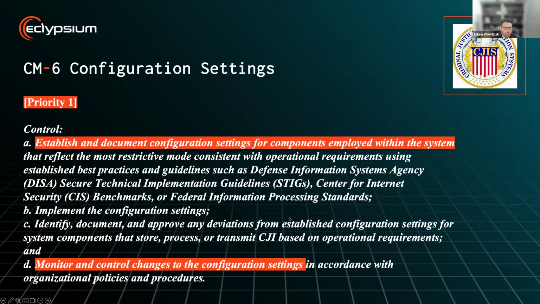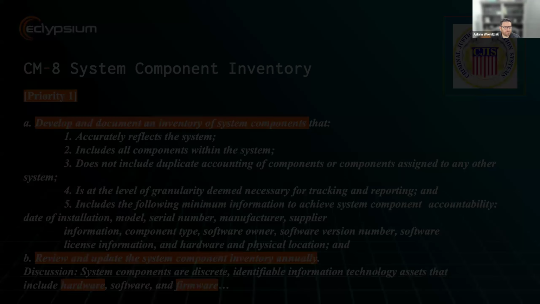Configuration settings. Again, priority one, sounding very similar, right? But establishing and documenting your configuration settings. And note that it's saying here for components employed within the system, right? So this is indicating that you need to do this to a pretty granular level, going down within the system and the settings for each of the various components. And then you also need to monitor control changes. You need to have change control in place for those configuration settings and to be able to tell when they have changed. I didn't highlight it here, but there are recommendations as far as STIGs, CIS benchmarks, et cetera, that you may want to read more into.